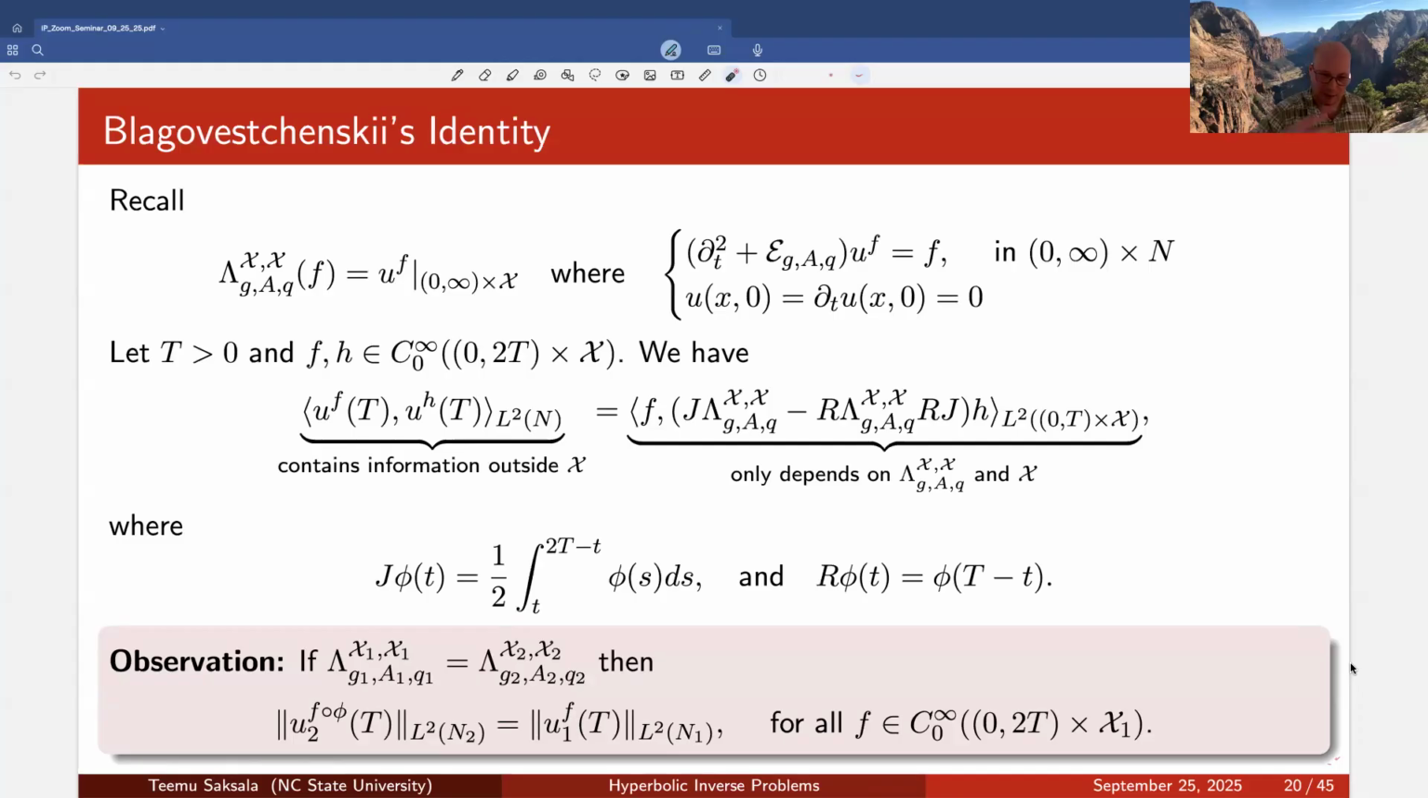So everything is now measured in this case on this one space-time cylinder. So how do I see outside of that? And this is given by this Blagoveshchensky identity. This is some nice identity which basically only comes from integration by parts. But here is the crux.